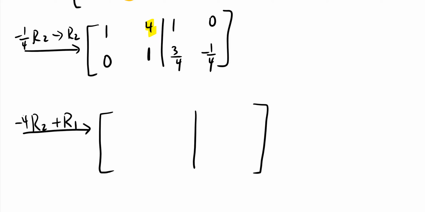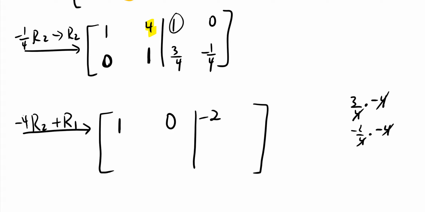Negative 4 times 0 is 0, plus 1, 1. Negative 4 times 1 is negative 4, added to the other 4 is 0. Negative 4 times 3/4 is negative 3, added to 1 is negative 2. Negative 4 times negative 1/4 is 1, added to the 0, it's 1. And the second row stays the same. So now 1, 0, 0, 1 stays the same.